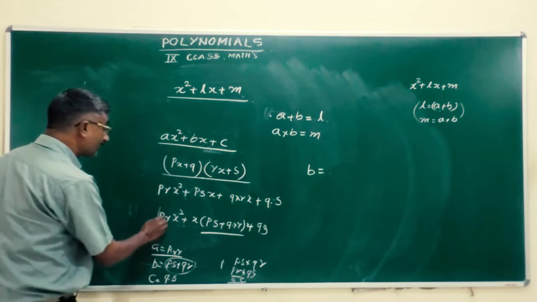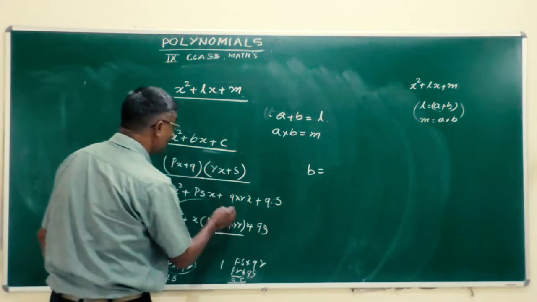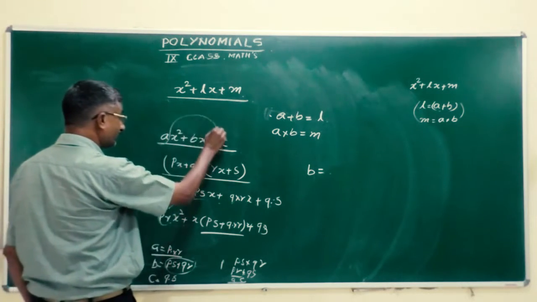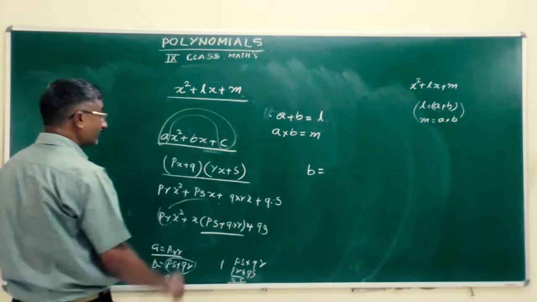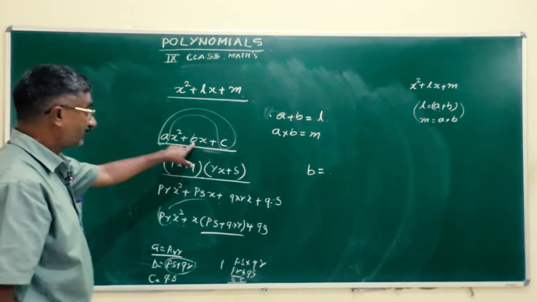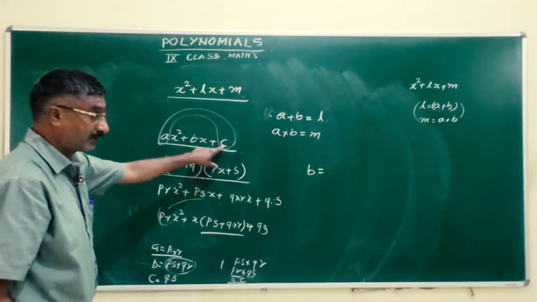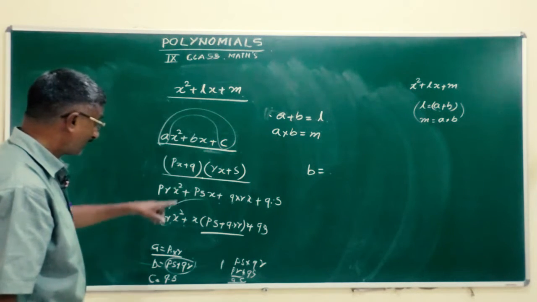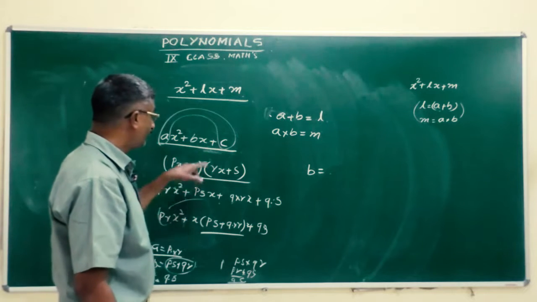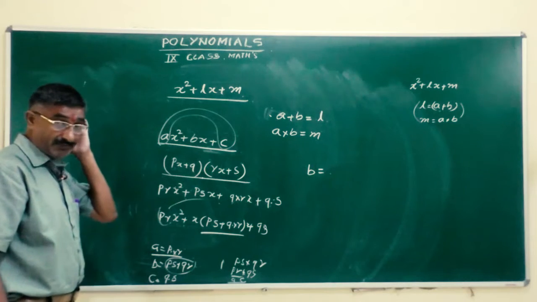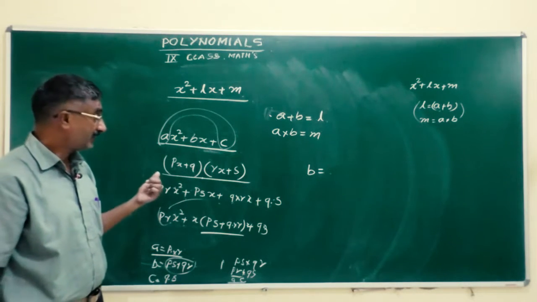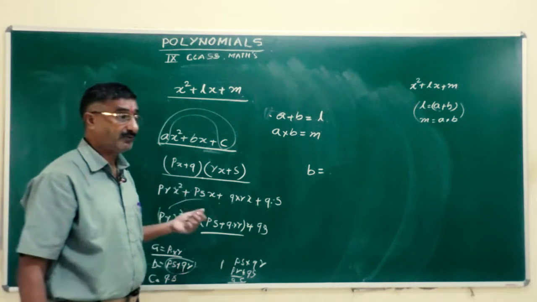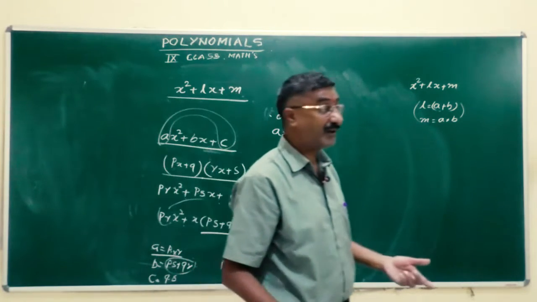Means product of these two numbers must be, means B is equal to A plus C will be the factor, means product of these two will be equal to the value of B. This you can understand just when we will solve the problem. So we will find out how we are splitting the term.